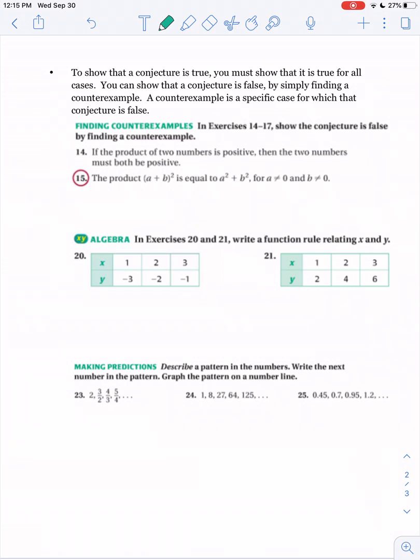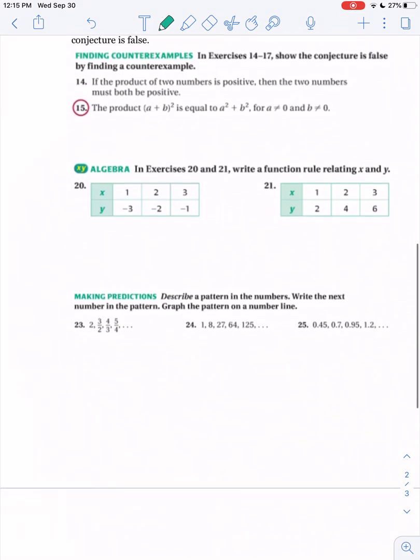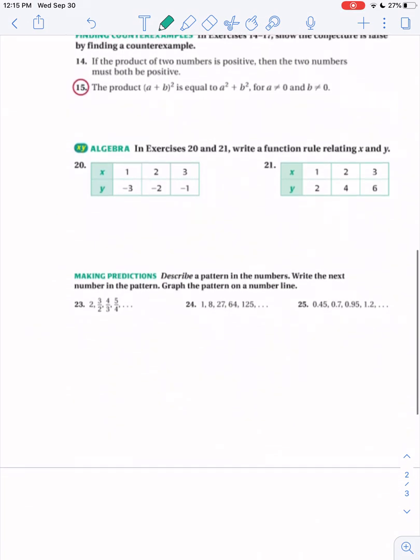To show that a conjecture is false, you simply find a counterexample, and a counterexample is a specific case for which that conjecture is false. So if you can come up with one example where that statement is false, that's your counterexample. Number 14, it says if the product of two numbers is positive, so we're multiplying 2 numbers and our answer is going to be positive, then it's saying those 2 numbers must be positive.